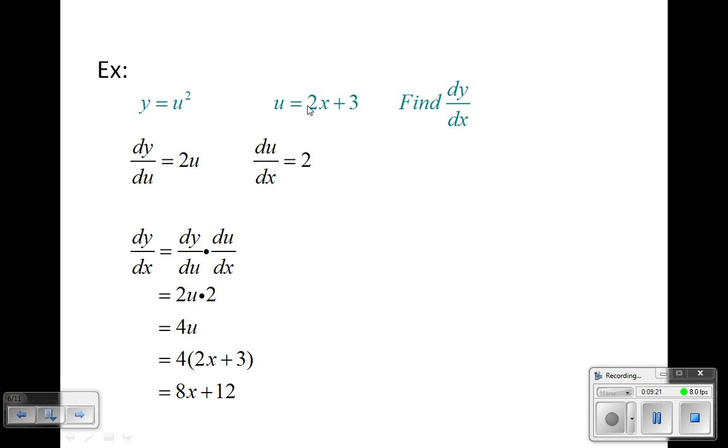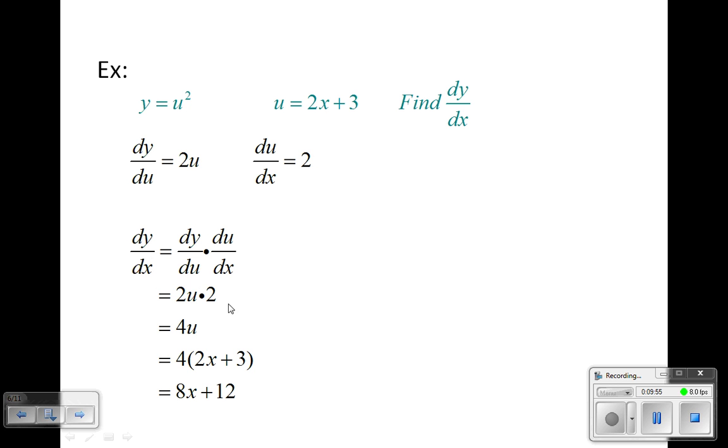Over here, if I do the same thing, if I take the derivative of u, I'm going to take it with respect to x because that's the variable on the other side. So I have du dx. And what is the derivative of this side? Well, derivative of 2x is 2, derivative of a constant is nothing. So what I have now is individual pieces. Then what I'm looking for is dy dx, and if I think of these things as fractions, I have dy du times du dx. If I multiply them, my du's would cancel out, and I would in fact have dy dx.